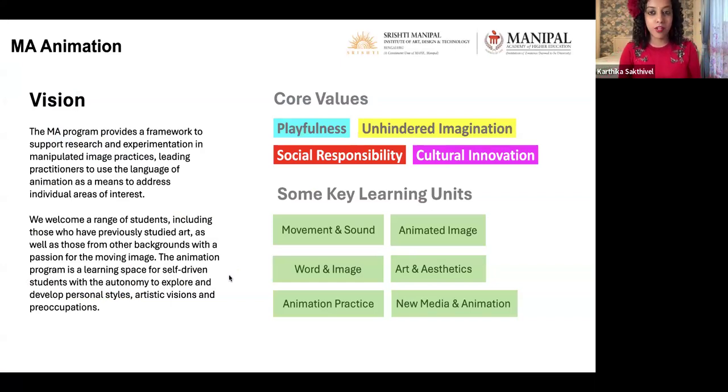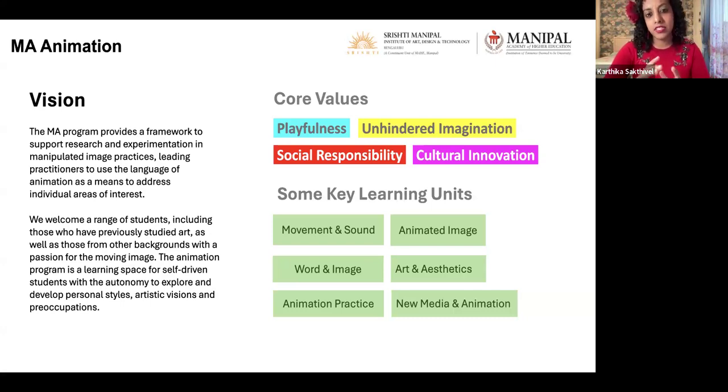The MA animation program here at Srishti offers an expansive framework for students to explore the possibilities of animation. We welcome students from various backgrounds, but they all share this passion for the moving image. Our program is for self-driven learners who are eager to experiment and take risks and shape their practice to address contemporary contexts through the powerful language of animation. As you can see here, our core values are playfulness, unhindered imagination, social responsibility, and cultural innovation.